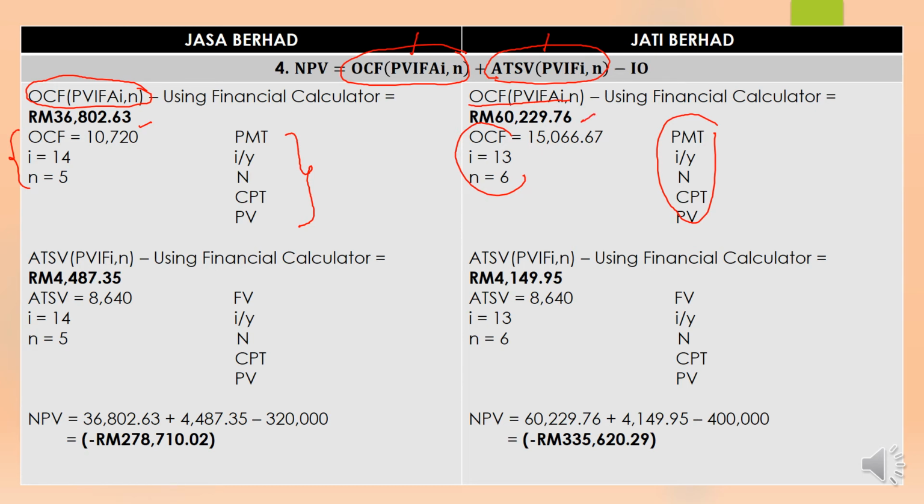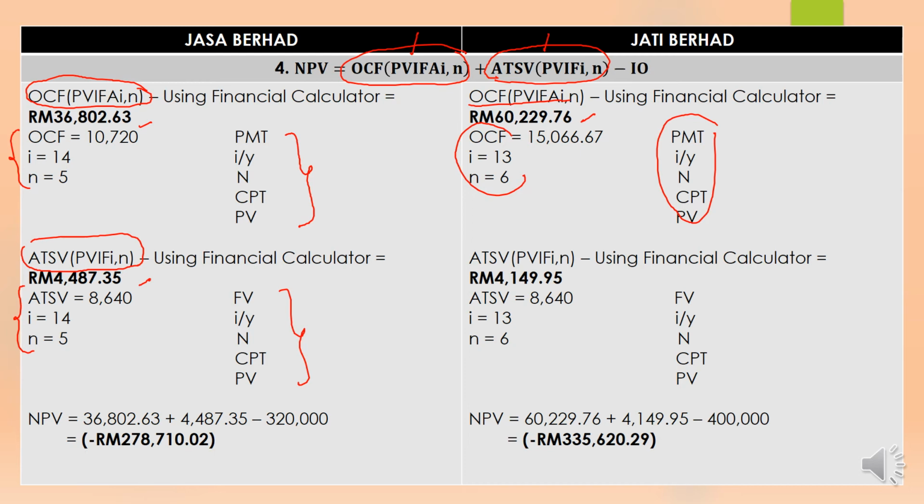And then after we calculate OCF, PVIFA, IN, next we will calculate ATSV, PVIF, IN using the financial calculator. To calculate that equation, we will use this command and this information. So you will get the answer RM4,487.35 for Jasa Berhad under ATSV, PVIF, IN.